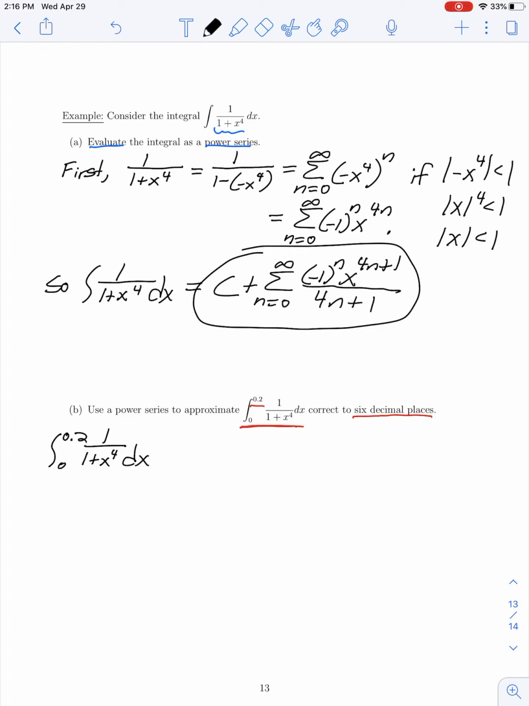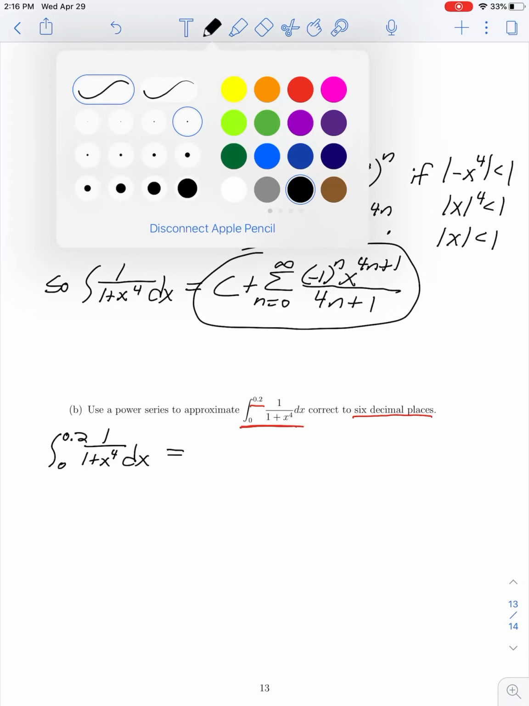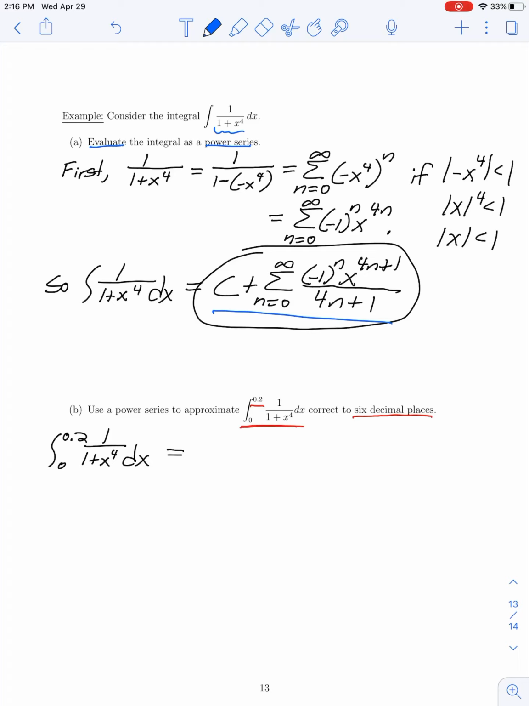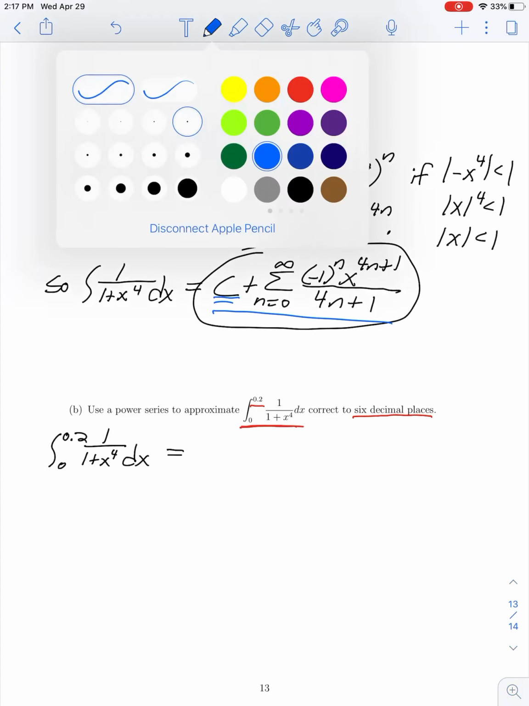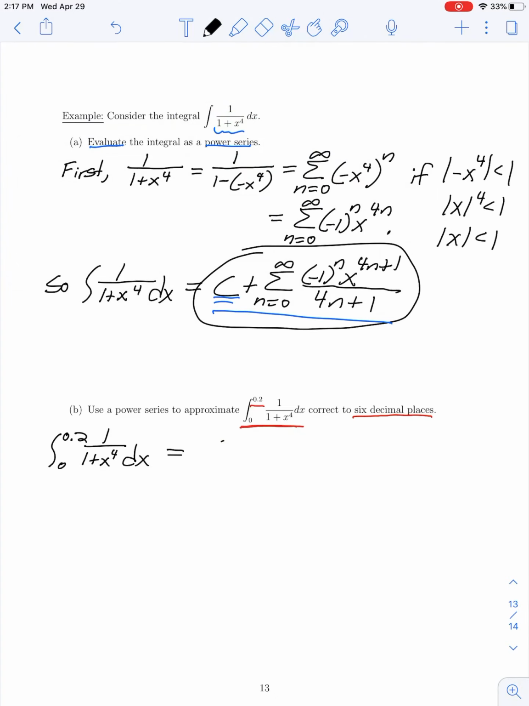Now, in order to do this, using the fundamental theorem of calculus, we would need to find an antiderivative of this function, which we said was of the form shown here. Since this is a definite integral, my constant of integration c is no longer needed. So I would be looking at the sum from n equals 0 to infinity of (-1)^n times x^(4n+1) all over 4n+1, and I'm evaluating from x equals 0 to x equals 0.2, or 1/5.